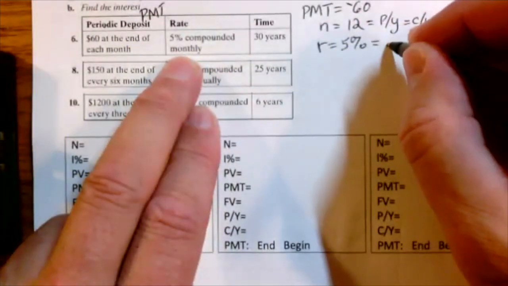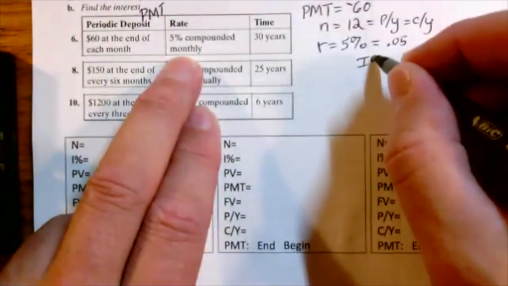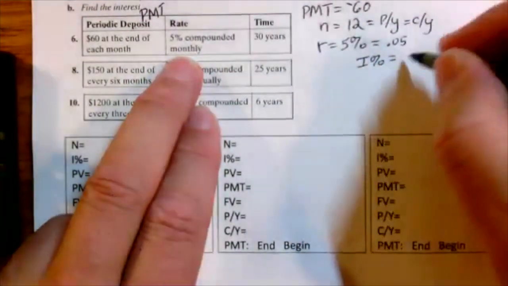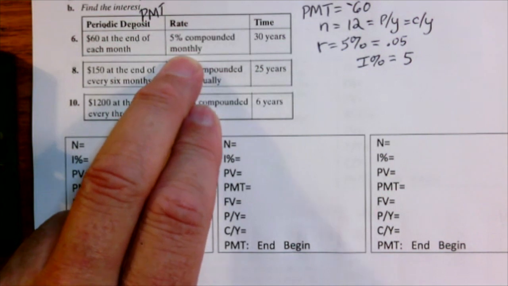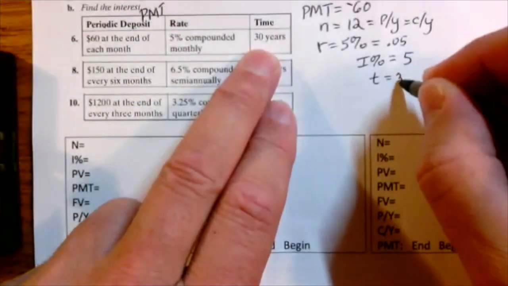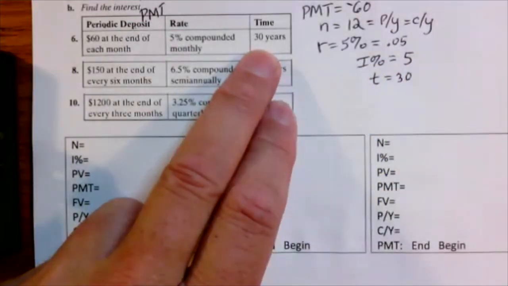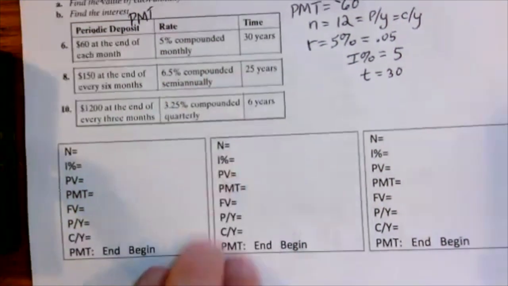If we use that and put it into the formula, it would be 0.05, but I%, what we put into the TVM solver, is the percentage of the rate. So we're not going to convert it to a decimal if we use a TVM solver. And then the last thing is the T, which is the 30 years. And T is always in years. So if they give it to you in months, then you have to convert it.